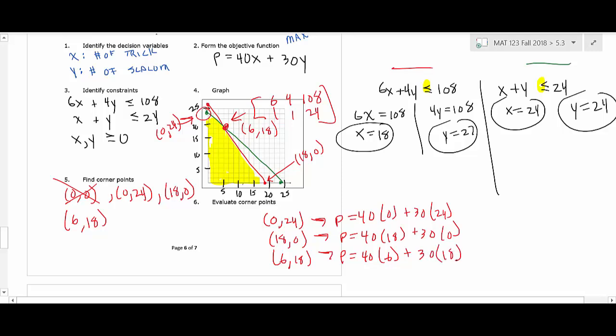So the first one is 30 times 24, which is 720. That's profit. The second one is 40 times 18, so that's also 720, so it's a tie. And then the last one is 40 times 6 plus 30 times 18, so that one's 780. So that is where your max profit is. I got kind of in a hurry on that towards the end, but that's the idea.